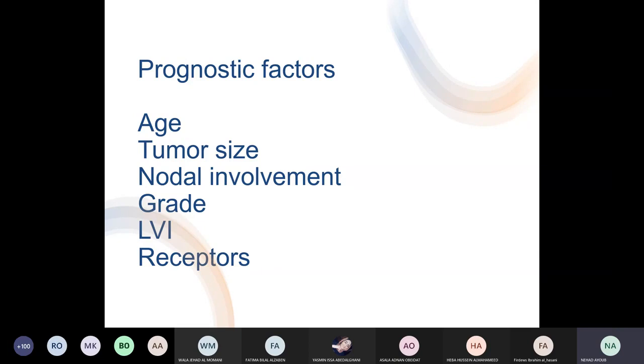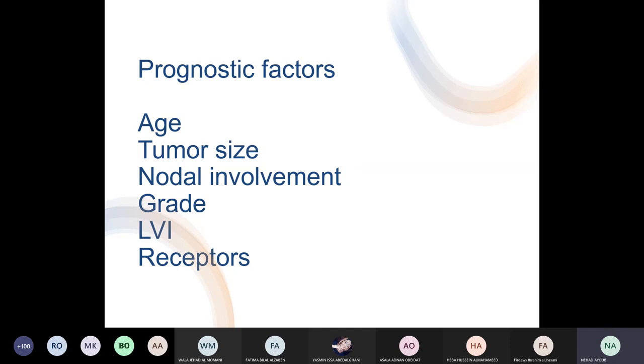Okay, if the patient has positive expression of HER2, this is a bad thing, okay? And a positive HER2 receptor is an adverse prognostic factor, while positive expression of hormone receptors is a good prognostic factor.